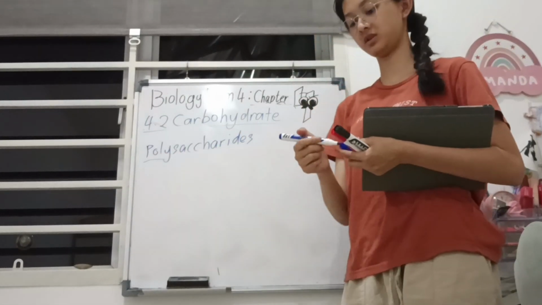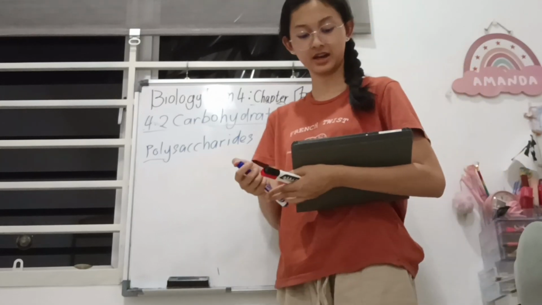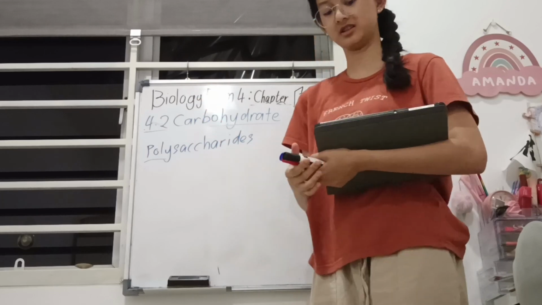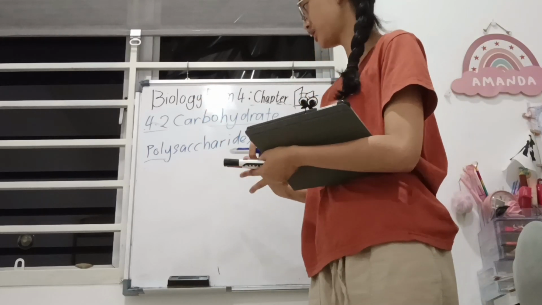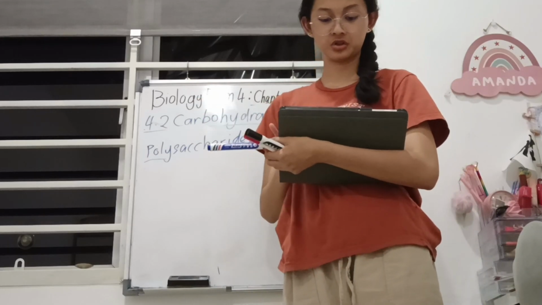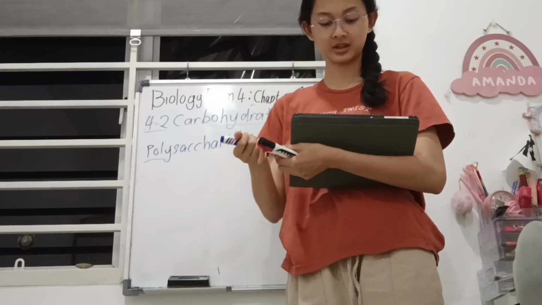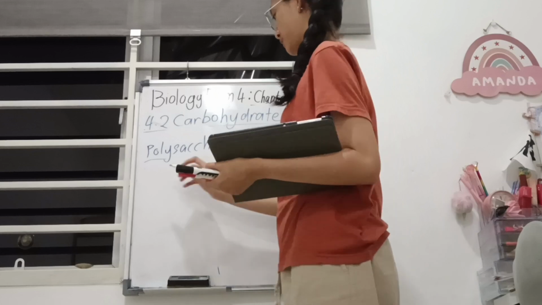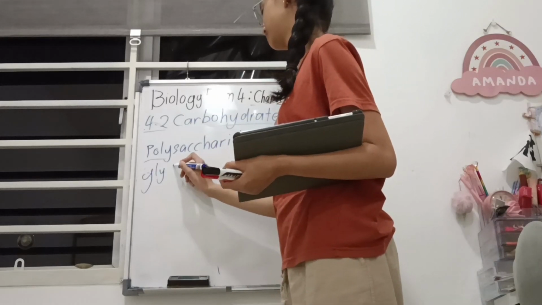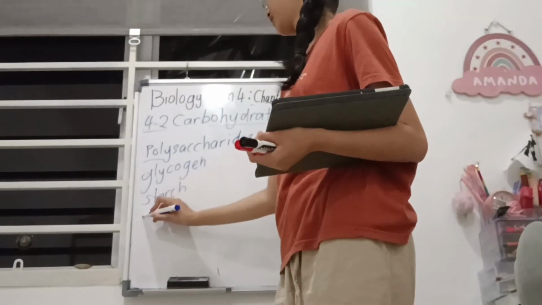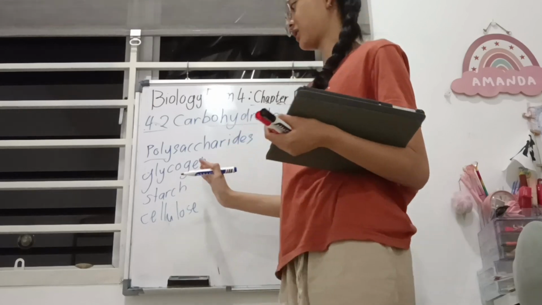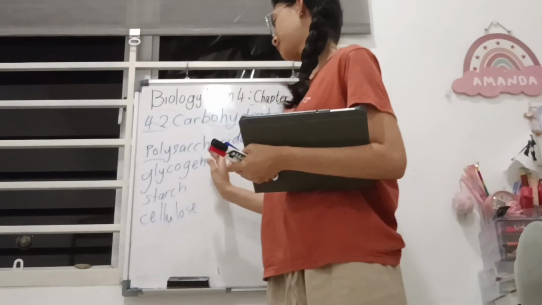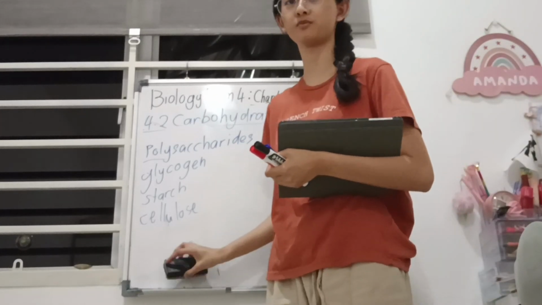Poly means a lot, I guess. I think it's more than 3. Like 4, 5, 6, 7, 8, 9, 10. I don't know. So, polysaccharides has 3 types. This one doesn't really have a thing to memorize. The first one is glycogen. Another one is starch. And the last one is cellulose. So, glycogen, starch, and cellulose. Polysaccharides are basically made of a lot of monomers.